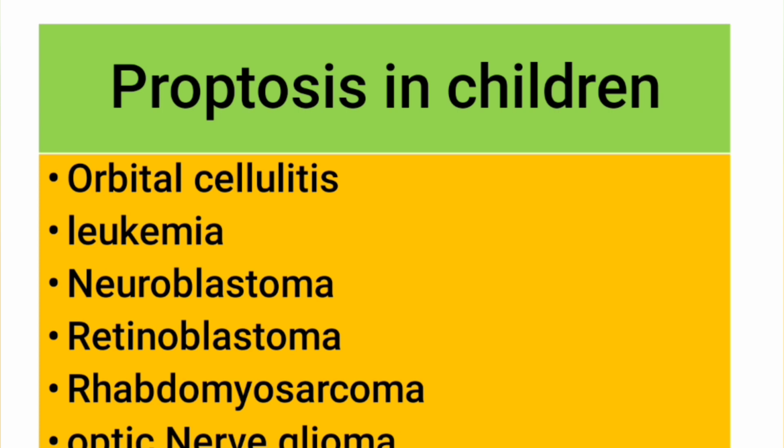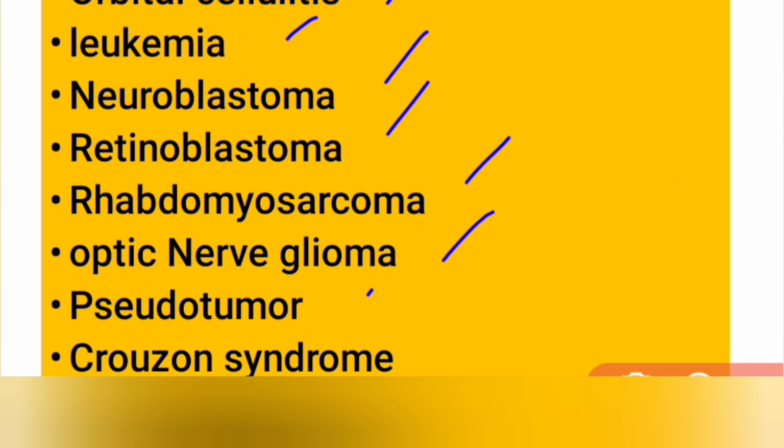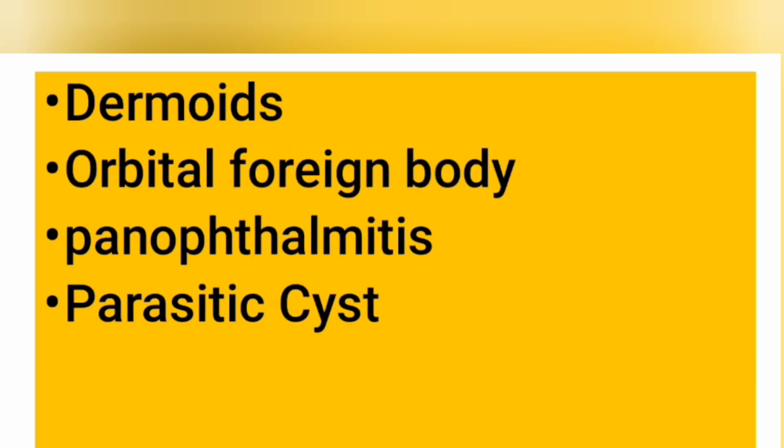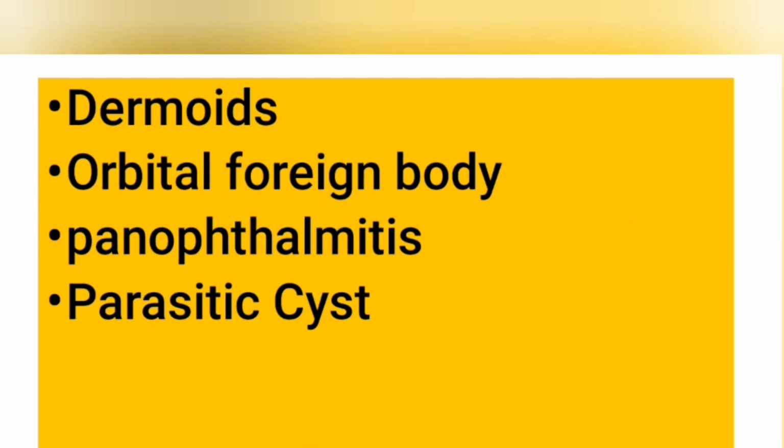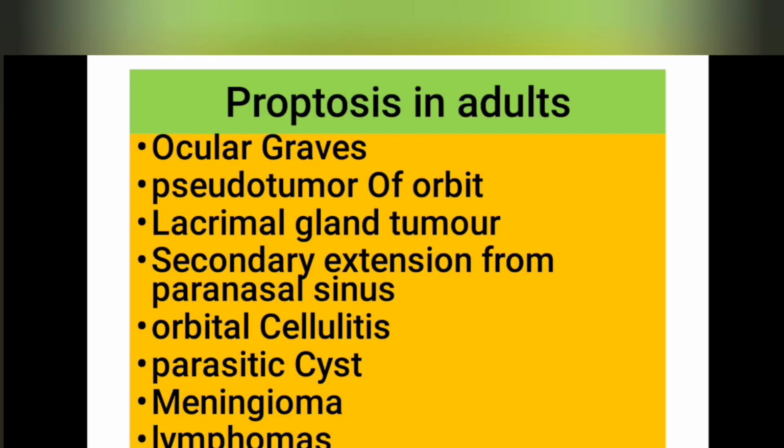If you look into the causes for proptosis in children, the most common causes are orbital cellulitis, then leukemia, neuroblastoma, retinoblastoma, rhabdomyosarcoma, optic nerve glioma, pseudotumors, and Crouzon syndrome. Even dermoids, orbital foreign body, panophthalmitis, and parasitic cysts can lead to proptosis. Coming to causes of proptosis in adults, we have ocular Graves', pseudotumor of orbit, lacrimal gland tumor, secondary extension from paranasal sinus, orbital cellulitis, parasitic cyst, meningioma, lymphoma, and orbital varices.